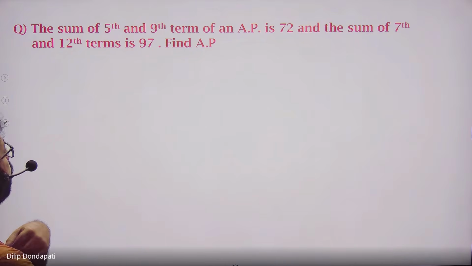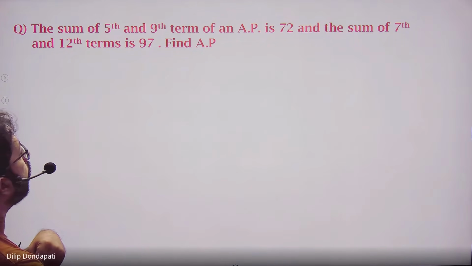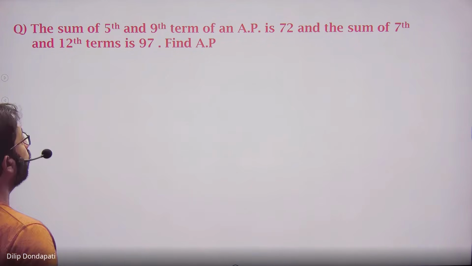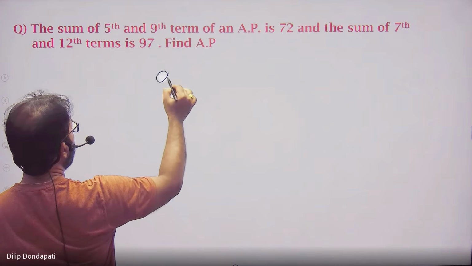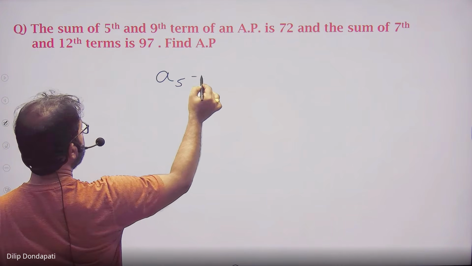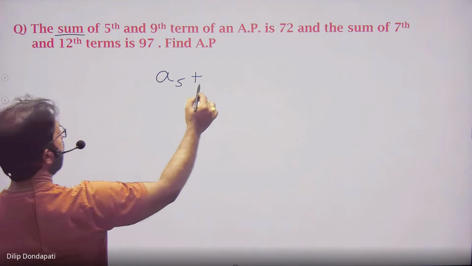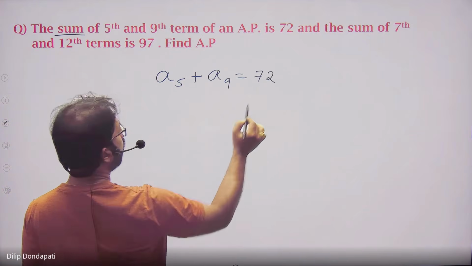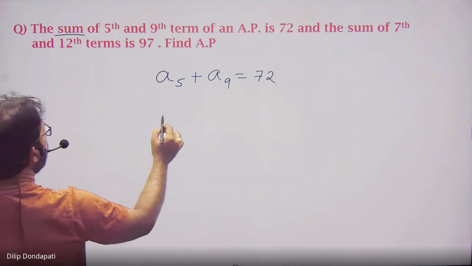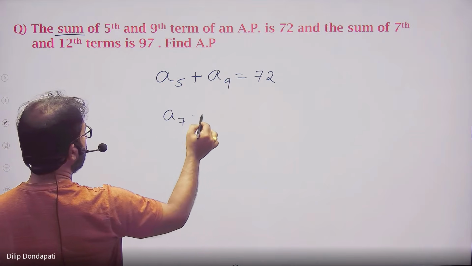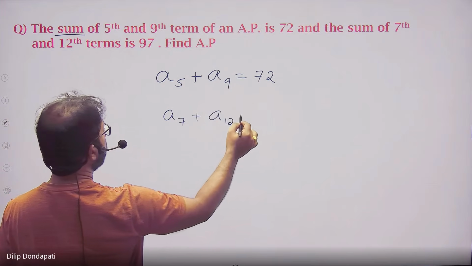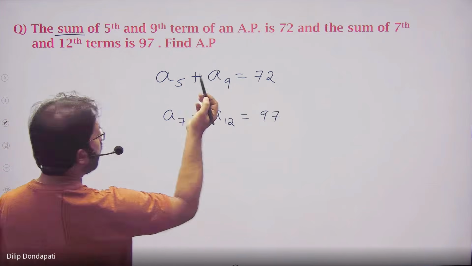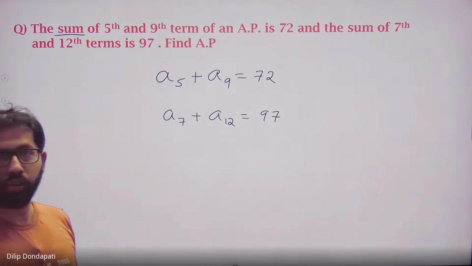The sum of fifth term and ninth term of an AP is 72. So what is given? Sum of fifth term A5 plus ninth term A9 is equal to 72 is given to you. And the sum of 7th term and 12th term, A7 plus A12 is equal to 97 is given to you. Find the AP. Same model. Expand karo and find the value. Tell answer.